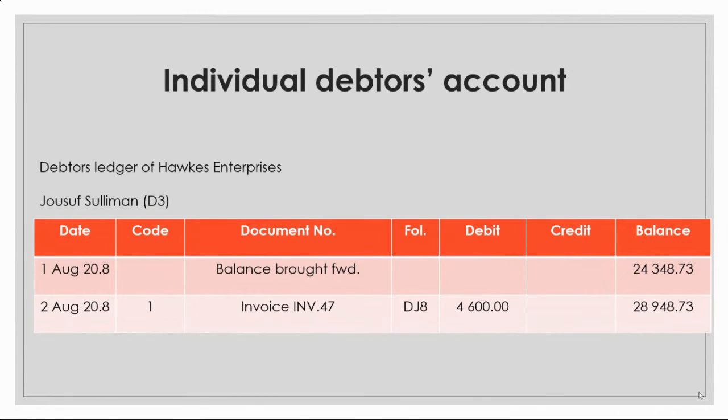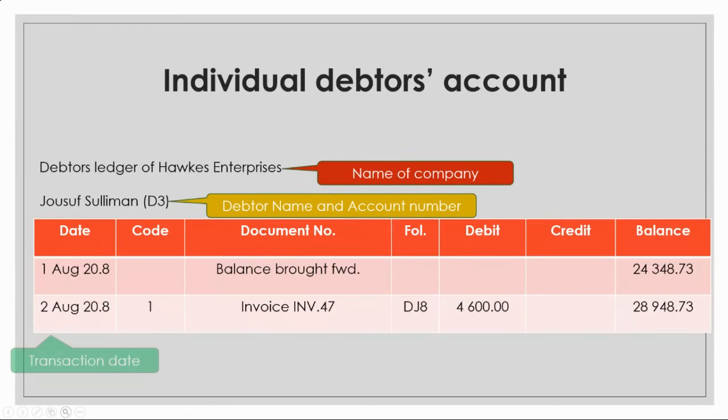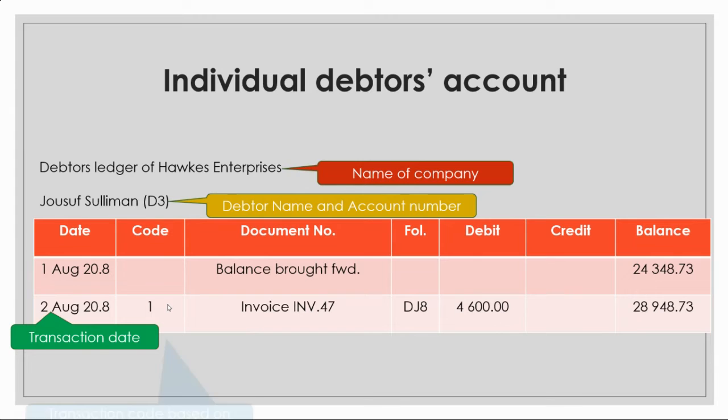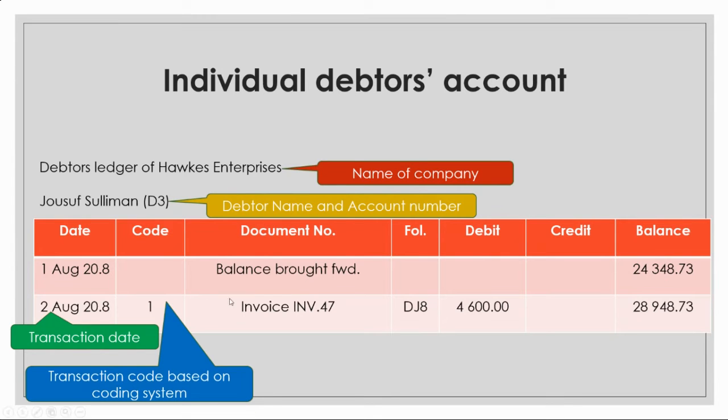So this is what an individual debtor's account would look like. You can see here we've got the debtors ledger. We say who our company is. Then we have an individual debtor's name and the individual debtor's code. We've got a column that is the date, which is when the transactions happen. Then we've got the coding. Now, not all companies use the coding, but in your textbook, they use the coding. So we've got a code system as well. Then your document number is your source document, and the number here is the source document number.